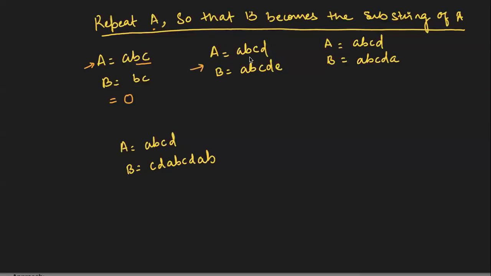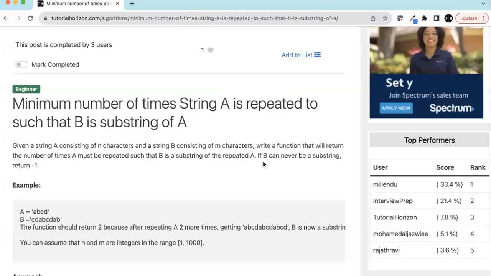Now let's take this example. We have A equal to ABCD and B equal to ABCDE, right? Here, if you see, B has one extra character. So it doesn't matter how many times you repeat A, B is never going to be a substring of A. So here the output is -1. Remember, if B can never be a substring, then return -1.